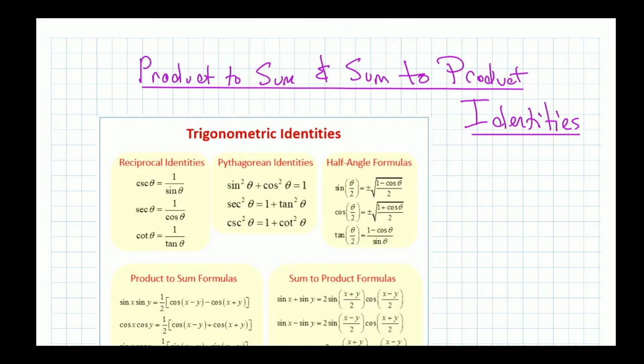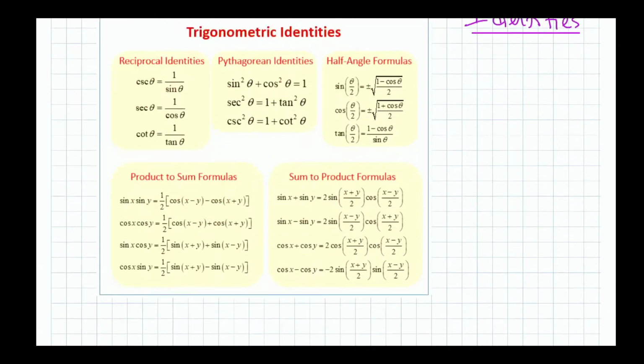Hello everybody. So what we're going to be looking at today are the product to sum and sum to product identities. Rather than write them out for you, I just copy pasted a picture here with all of the identities in it that you need. Well, really more than you need. We just need the two on the bottom, right? That's where the product to sum and the sum to product formulas are.